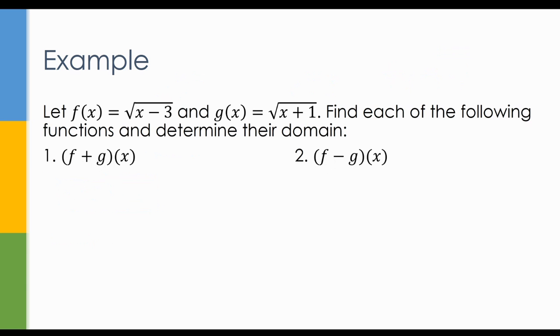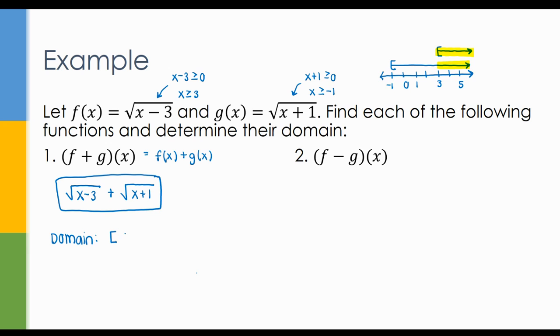3 can be a number that goes underneath both those radicals, and I get a real number, and then anything positive from there. So this would be my domain.